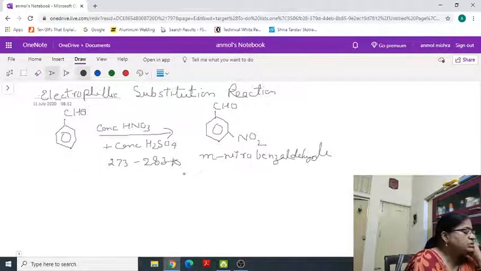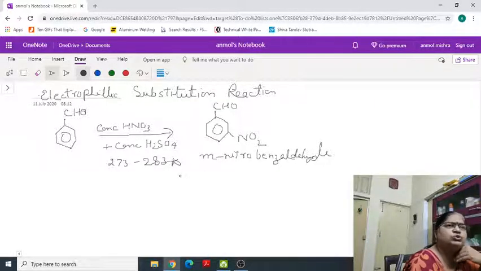Now next is the uses of aldehydes and ketones. First, aldehydes and ketones are used as solvents. Number 2, they are also used to prepare many important organic compounds. Number 3, formaldehyde is well known as formalin. A 40% aqueous solution of formaldehyde is known as formalin.